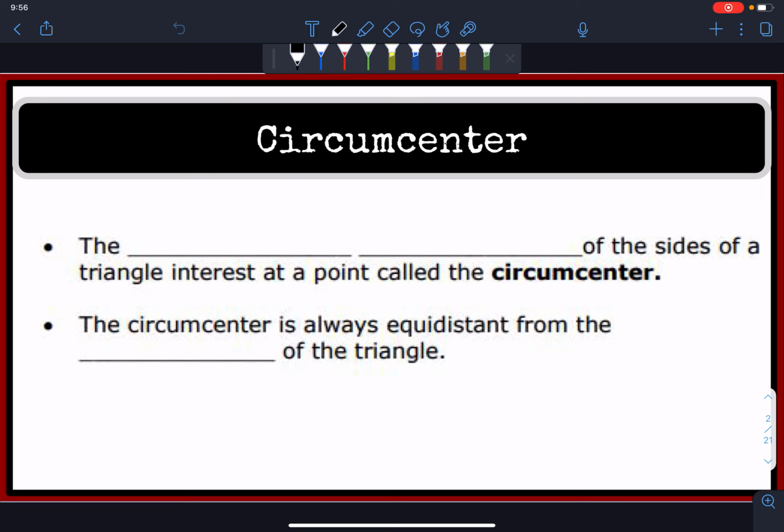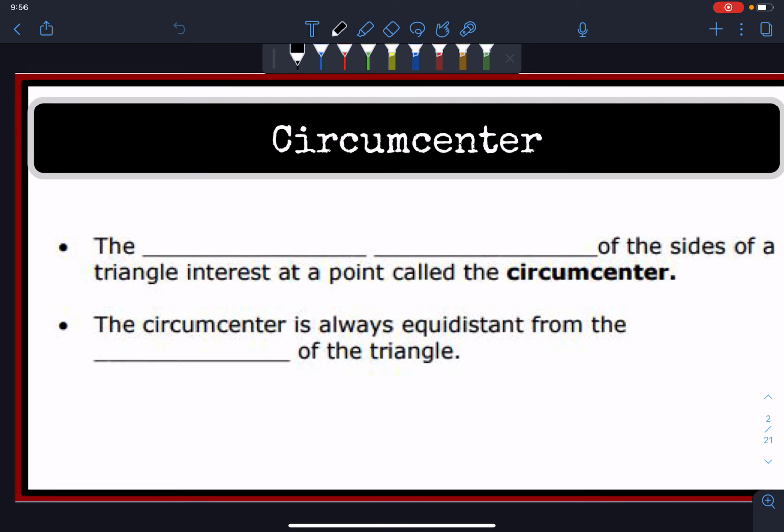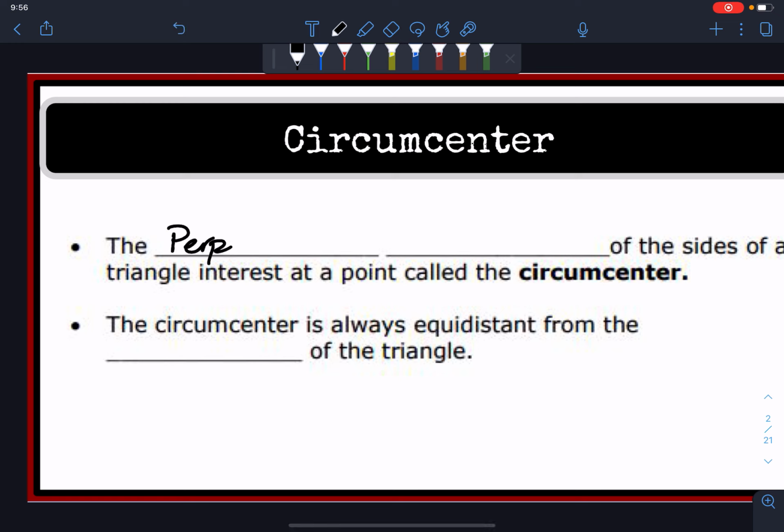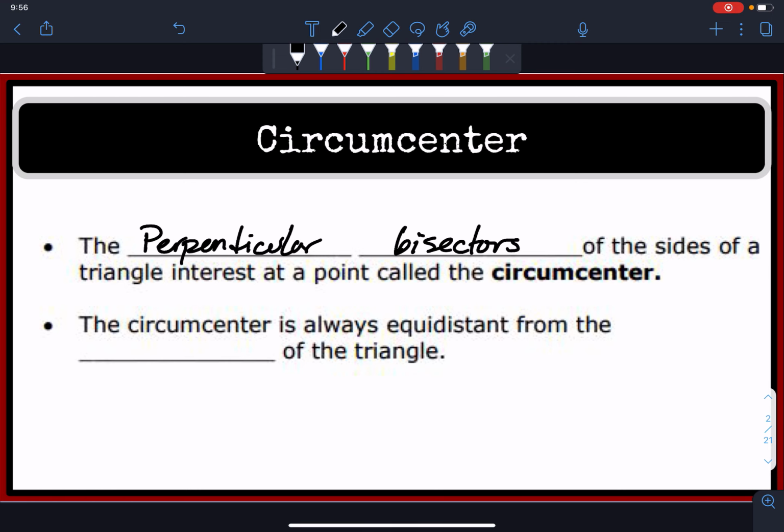The circumcenter of a triangle is created when we have perpendicular bisectors on the sides of a triangle, again intersecting at a common point. That is called the circumcenter. The usefulness about the circumcenter is that the circumcenter is always an equal distance, meaning the same distance, from the vertices of the triangle.